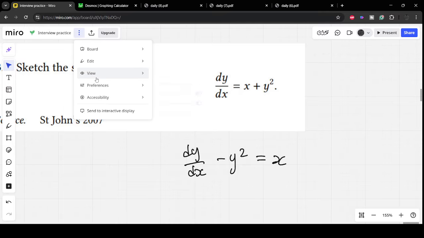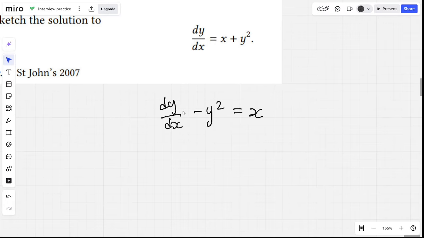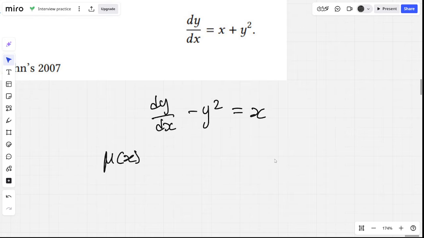Let me make this full screen. I need to stare at this and make sure I am not doing something stupid. I have dy/dx minus y squared is equal to x. I'm quite sure this is an integrating factor question. And if I can do this by integrating factor, then my integrating factor, I'm going to denote it as this. It isn't, it is a non-linear first order differential equation.